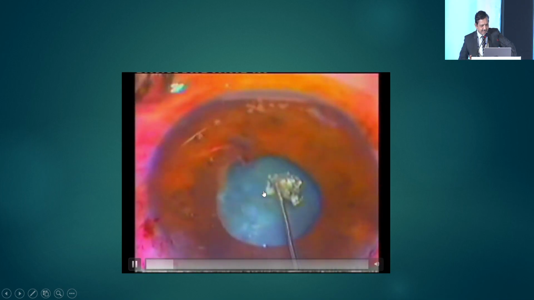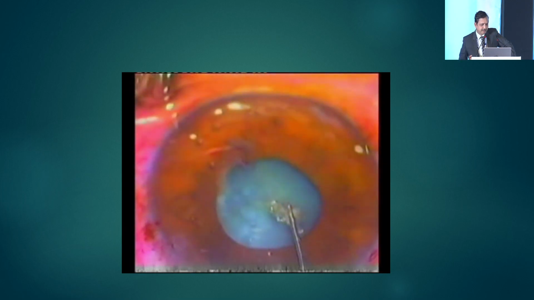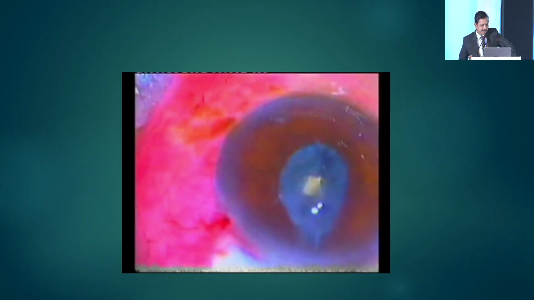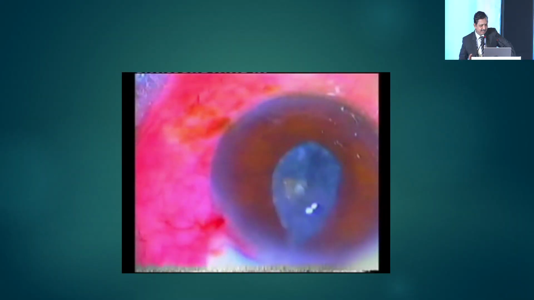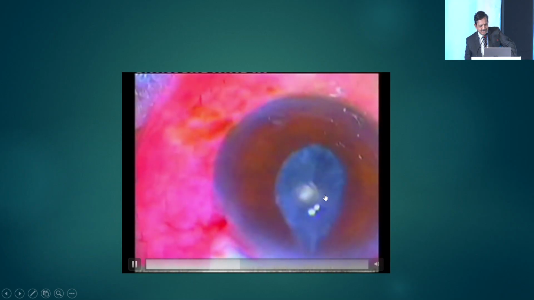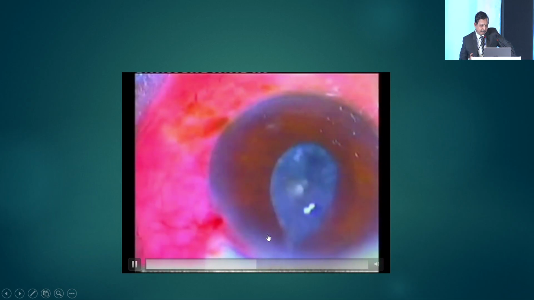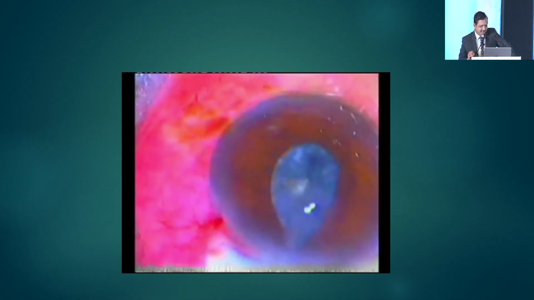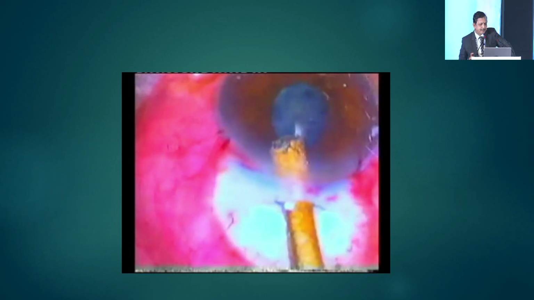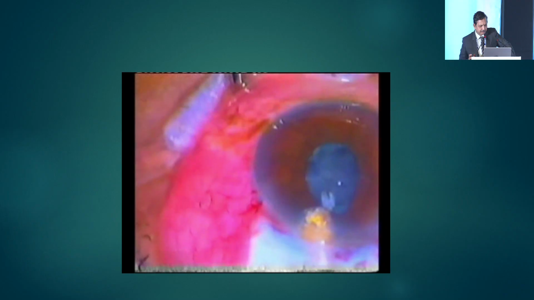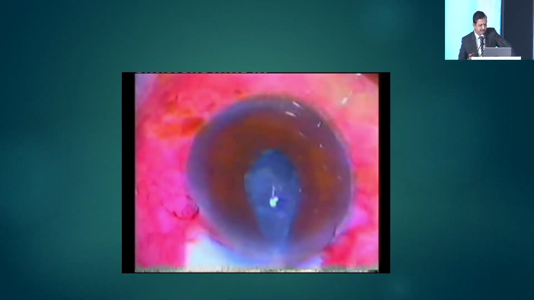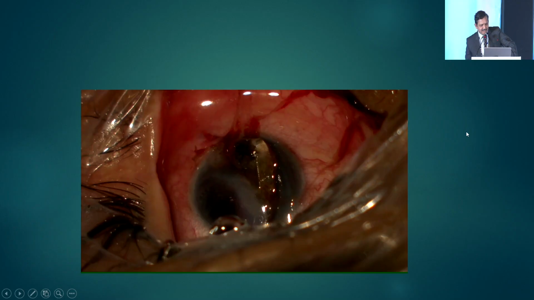I'm thankful to Dr. Kumar for sharing this with me. You can see that is the foreign body, and there is another foreign body which is seen deep inside. Probably it has hit and gone just into the lens, and it has not pierced the posterior capsule. So this was removed using a magnet probably. And then finally, the traumatic cataract was managed, and then an intraocular lens was implanted.